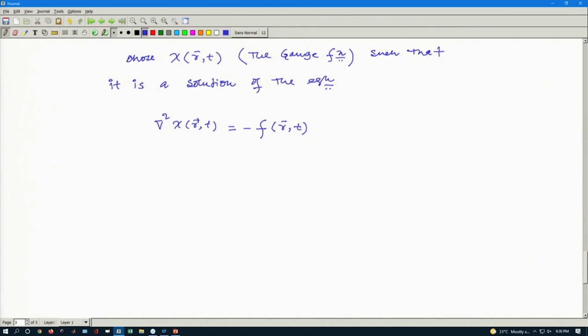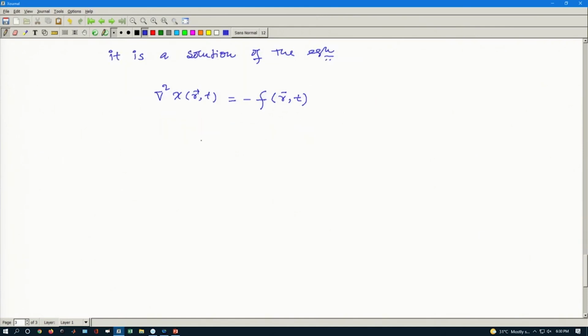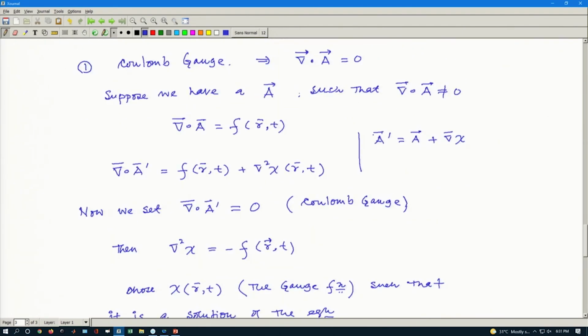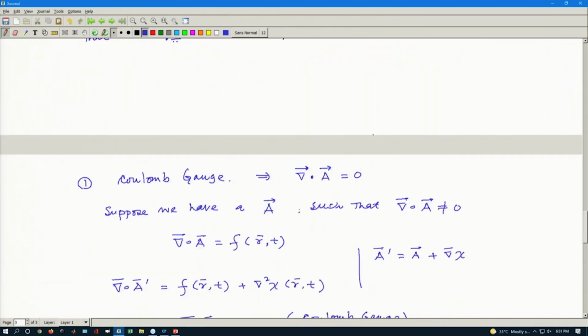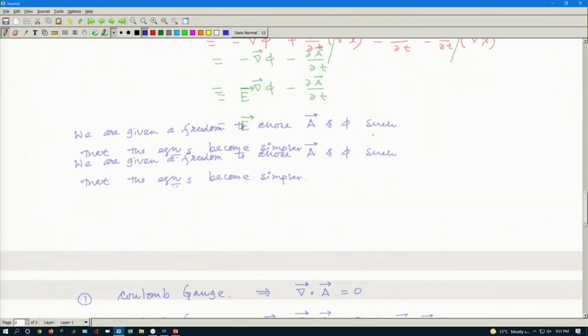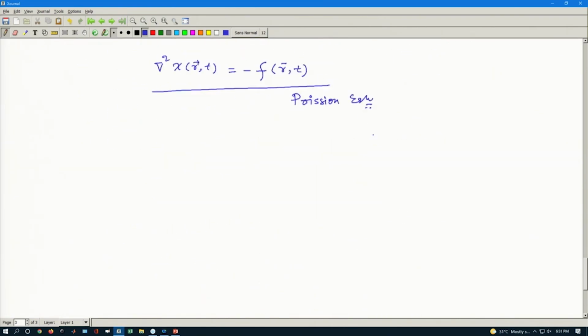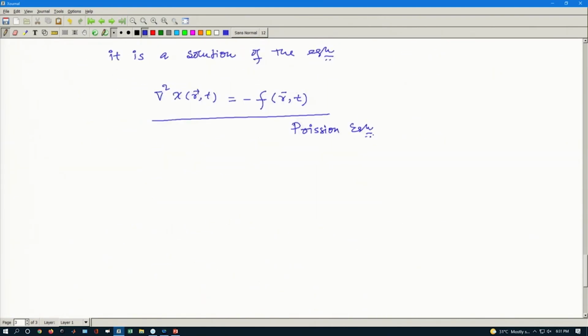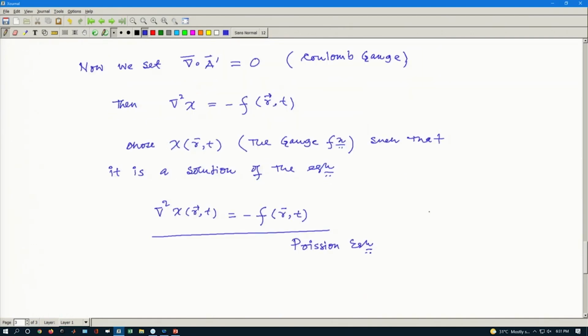What is this equation? This is the Poisson equation, and we know how to solve this. So that means under Coulomb gauge I can always choose A prime in such a way that I can always have the divergence 0, and this is the recipe to get the divergence of A equal to 0, because I have a function chi which satisfies the Poisson equation.